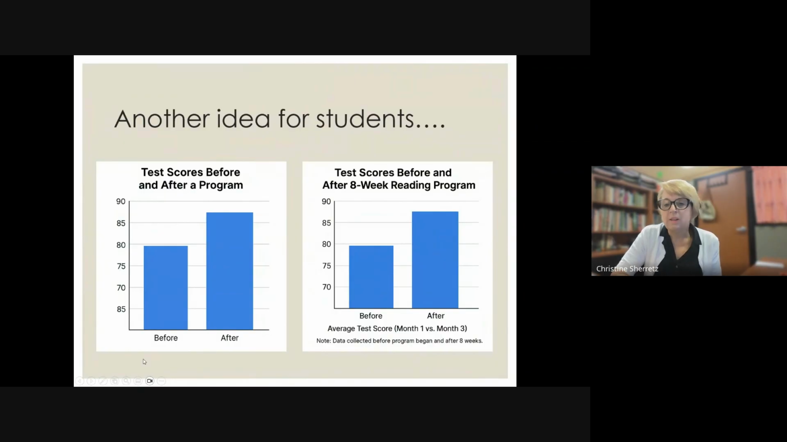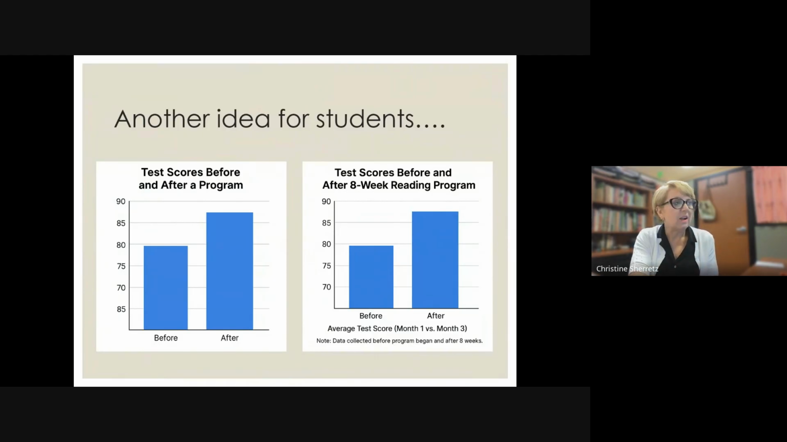Now, as students progress, they have to be able to look at charts and graphs and so forth to interpret them, and to analyze and critique. I love statistics and data, and many times data and charts and graphs are misleading. So let's say that you just had a chart like the one on the left where it says test scores before and after a program. It doesn't really give you a lot of information, does it? It's just a chart where you can see before and after.